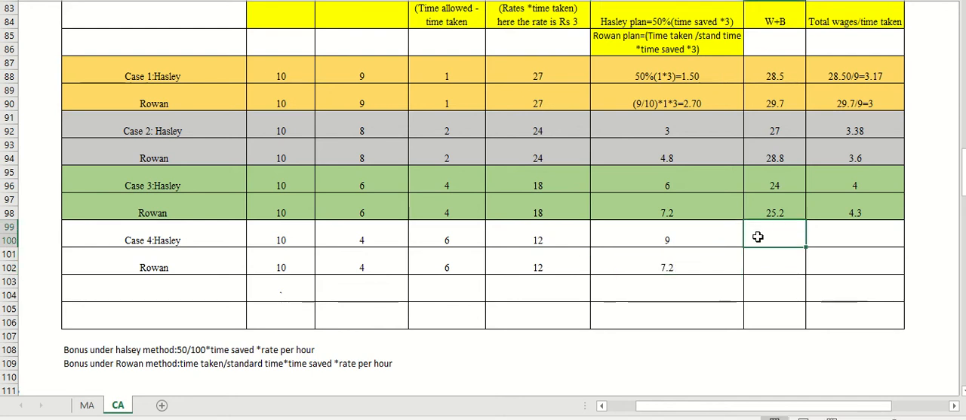So your total earnings is 12 plus 9, which is equal to 21, and 12 plus 7.2, which is equal to 19.20. And your labor cost per unit is equal to total earnings divided by the time taken. So 21 divided by 4, which you get 5.25, and 19.2 divided by 4, which you get 4.80. So this is your case 4.